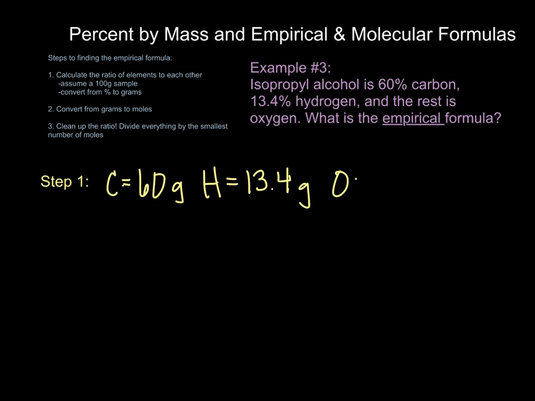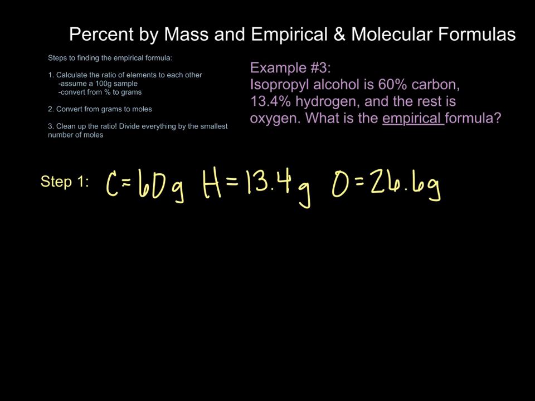And finally, my oxygen, they didn't give me the percent of oxygen, but by adding 60 to 13.4 and subtracting that from 100, I can determine that my oxygen is 26.6% of the isopropyl. So again, I drop my percent and make that grams.